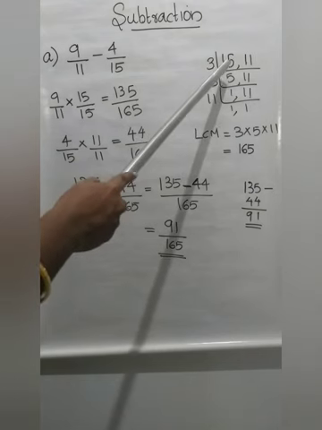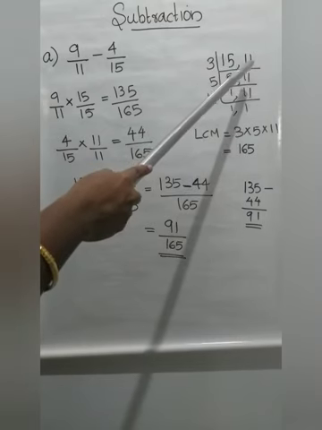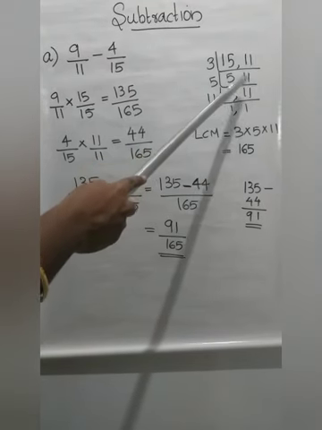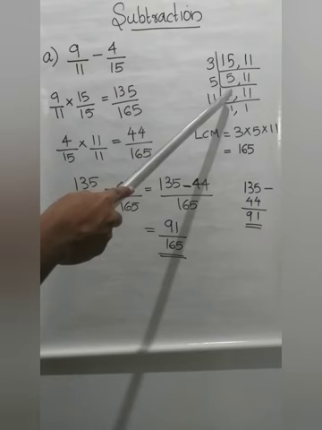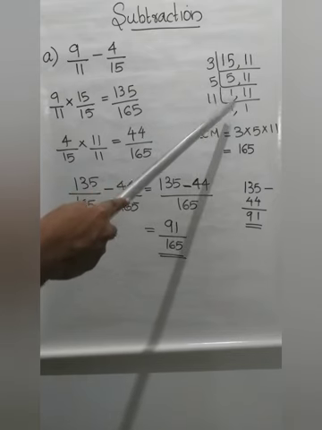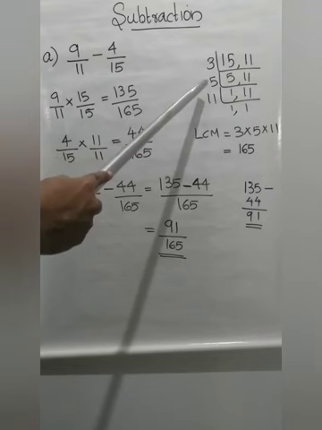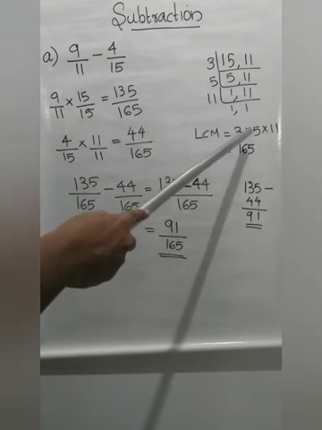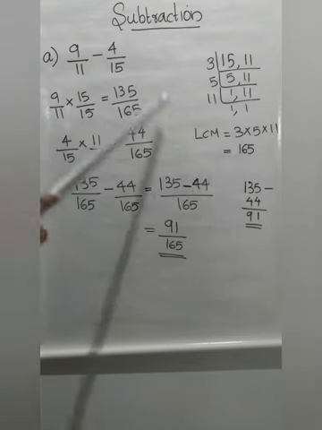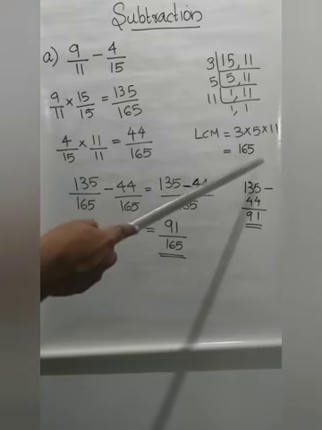Finding the LCM of 15 and 11. 15 has a common factor, 11 does not. So, dividing 15 by 3, we get 5, and 11 we write as it is. Again, dividing 5 by 5, we get 1, 11 we write the same. Again, 11 divided by 11 is 1. So, what is the LCM? 3 into 5 into 11, which is 165. Now, we have to convert our given fractions to like fractions with denominator 165.